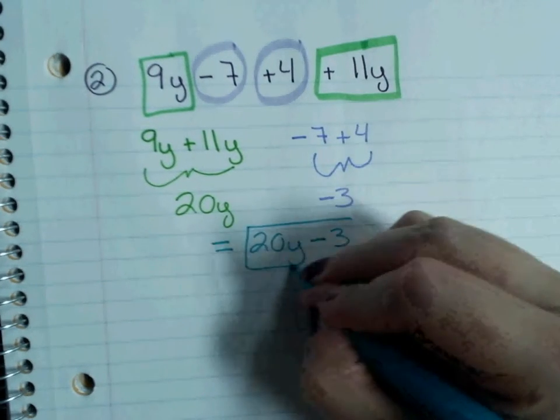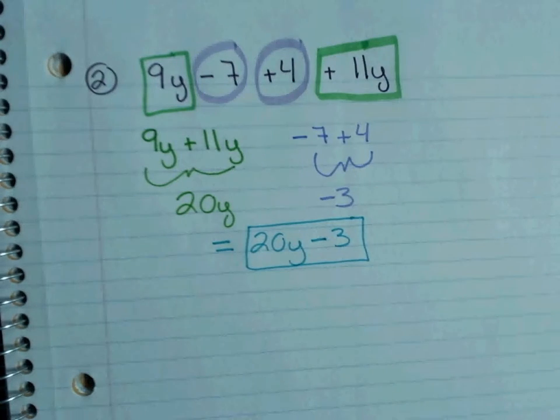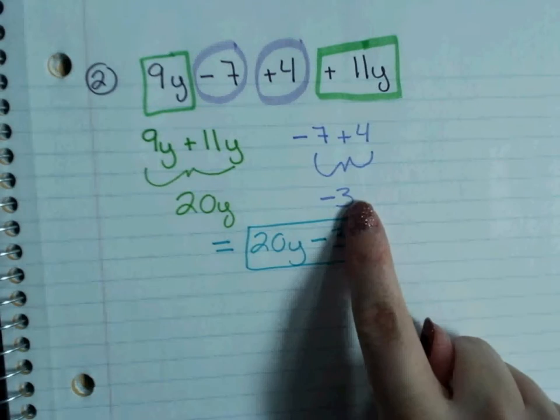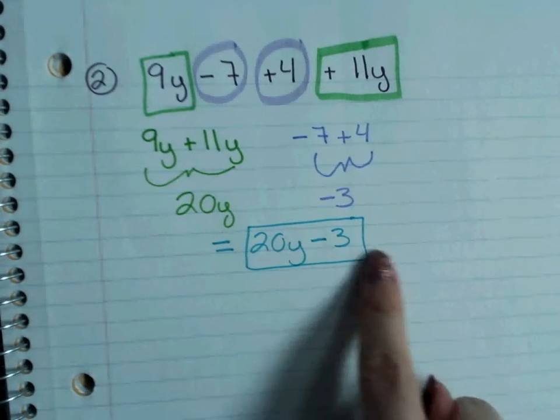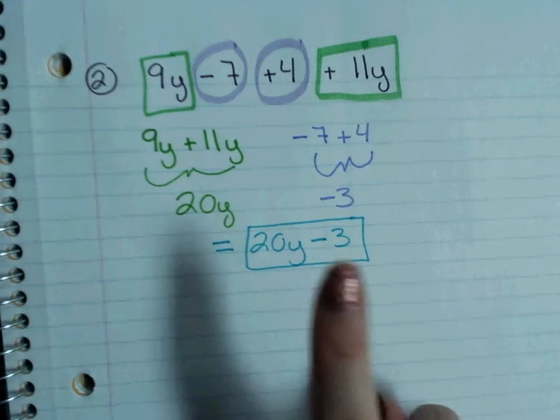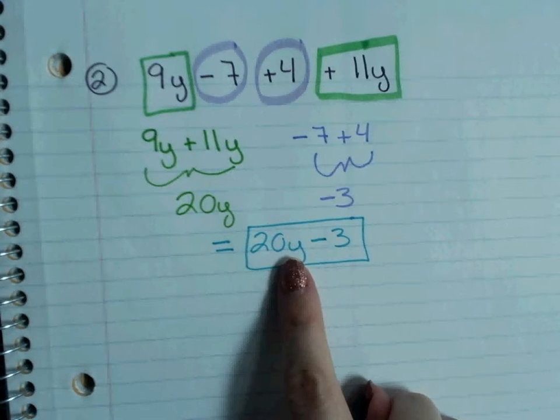I'm going to piece it all together. I get 20y minus 3. And that's as simplified as it gets because you cannot combine or work out 20y minus 3. They are not like terms. One of them's a variable term, one of them's just a constant.